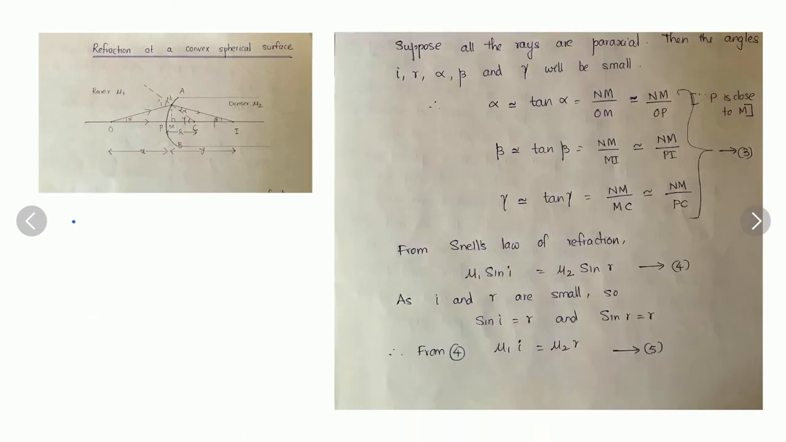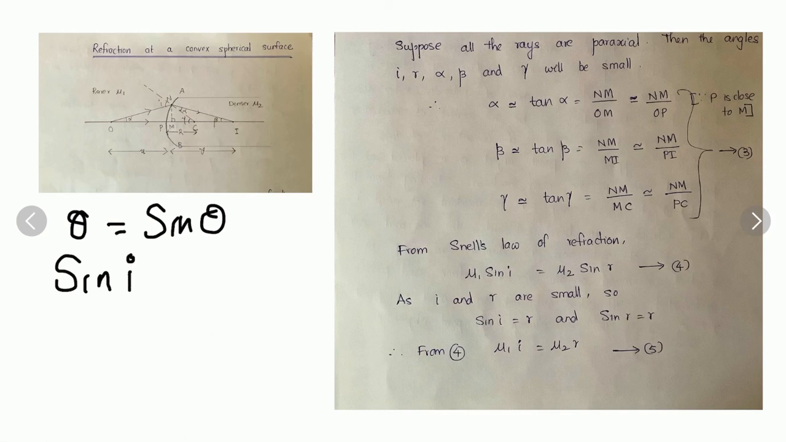Let us say all these angles are paraxial, so they are very, very small. Then we know Snell's law for refraction: mu1 sin I is equal to mu2 sin R. Here also the angles I and R are very small. When theta is small, sin theta is equal to theta. Similarly, when I is small, sin I is equal to I, and when R is small, sin R is equal to R.